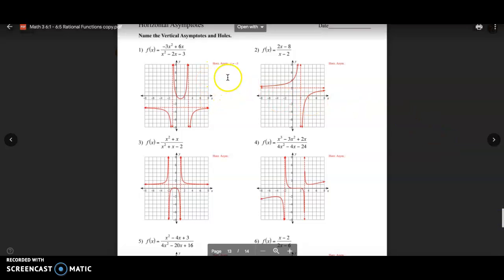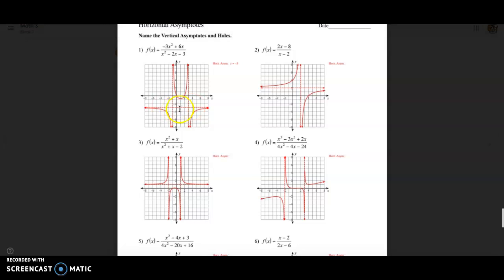You said you're struggling with horizontal asymptotes, so let's look at the ones that are from the graphs first.